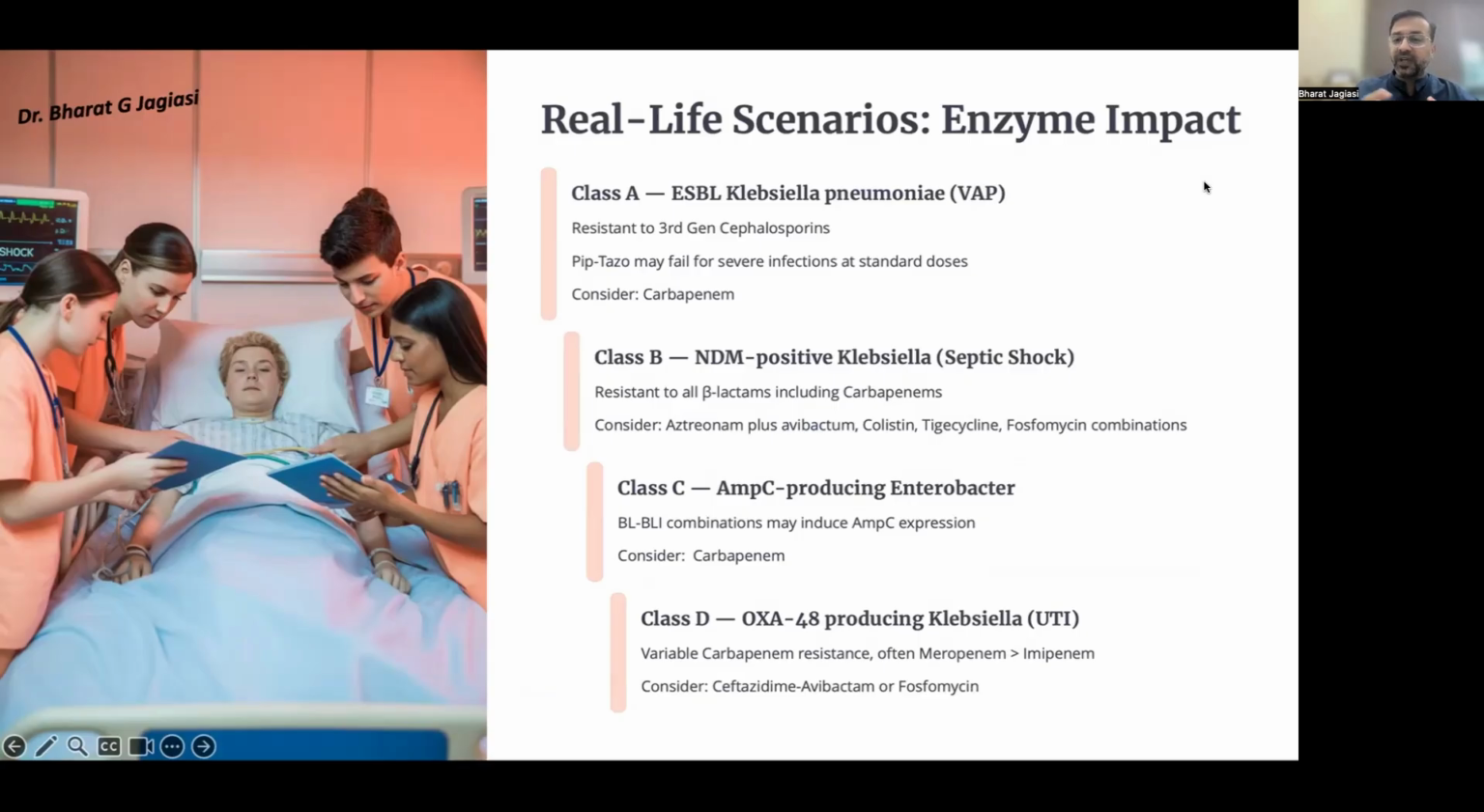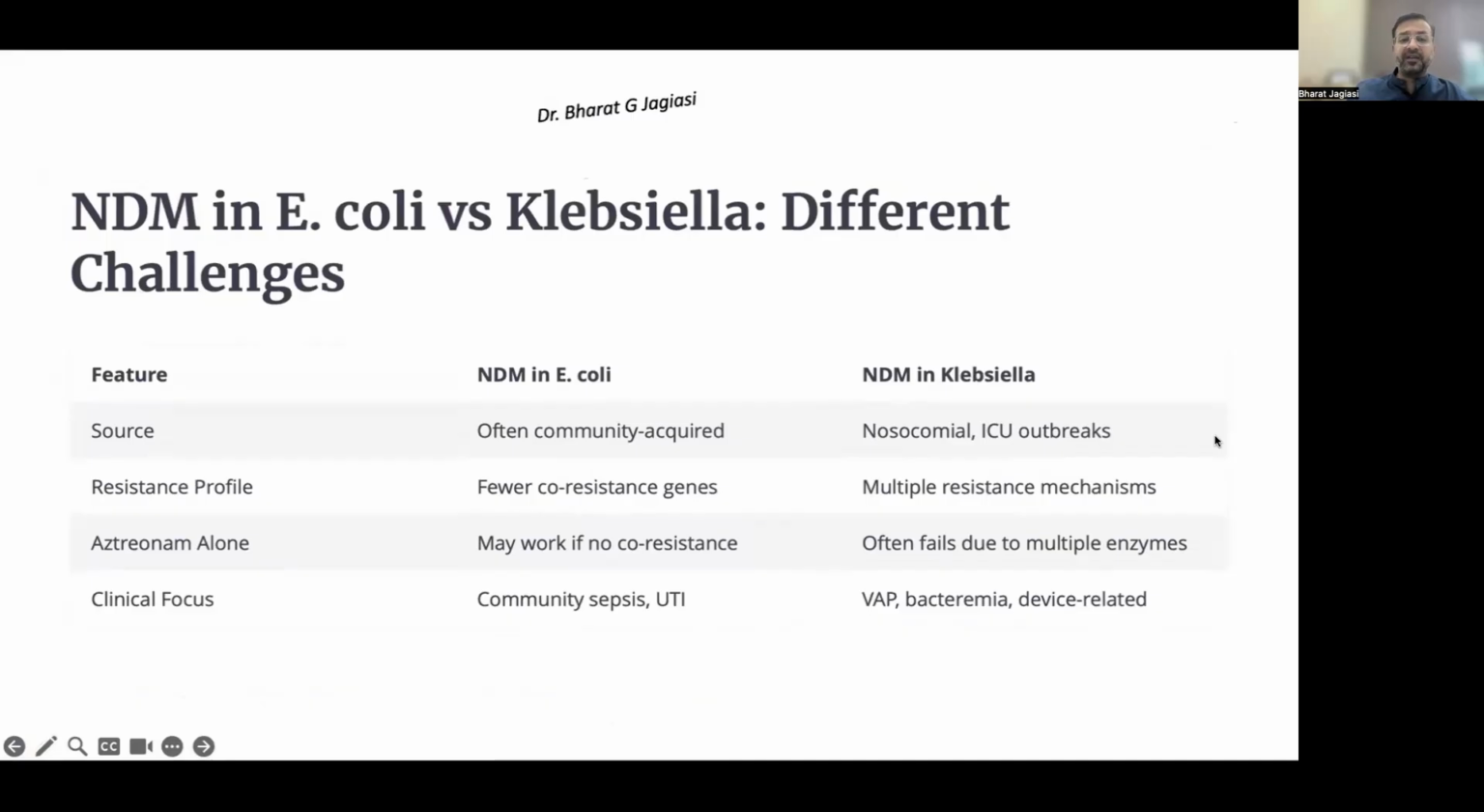So what we can do is use a combination of aztreonam plus avibactam. If those are not available or not effective, then maybe we can try other methods using tigecycline and fosfomycin combinations. AmpC producing Enterobacter, straight away consider carbapenem. Class D, OXA-48, they have variable carbapenem resistance mechanisms, more of meropenem than imipenem, and consider using ceftazidime avibactam or fosfomycin in such cases. So when it comes to NDM, are E. coli and Klebsiella the same? No, there are different challenges.